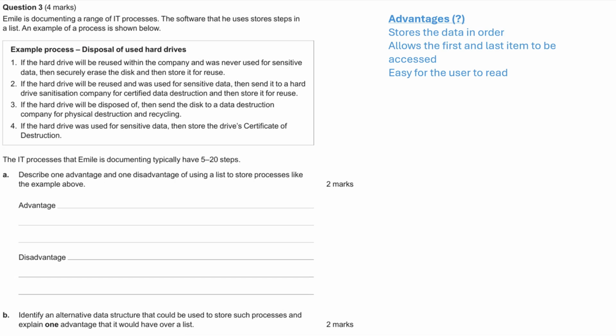The advantages I've put here, I'd say they make two mistakes. So stores the data in order, that's fine, that makes sense. Allows the first and last item to be accessed. Well, this alludes to what I was saying. It allows the first and last item to be accessed quickly, if that's what we're interested in, if it's a doubly linked list. Now you see in my other videos talk about the difference between single linked lists and double linked lists. Algorithmics doesn't really make the distinction. So I probably wouldn't allow this one, or if you got it, it would be lucky.